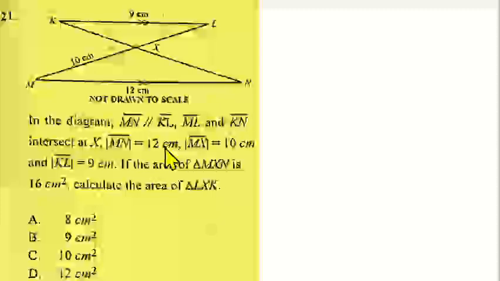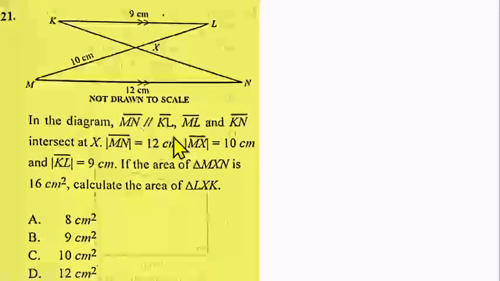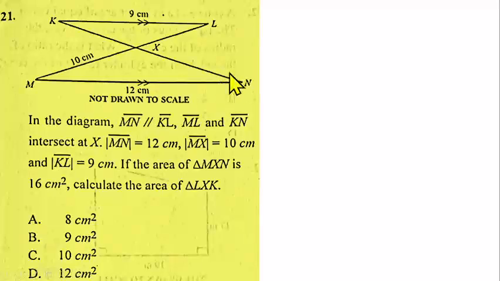Question number 21 is from plane geometry. We are given this diagram, and in the diagram, side MN is parallel to side KL.